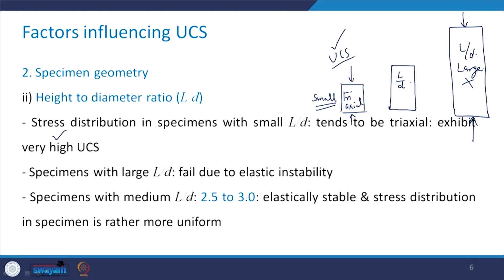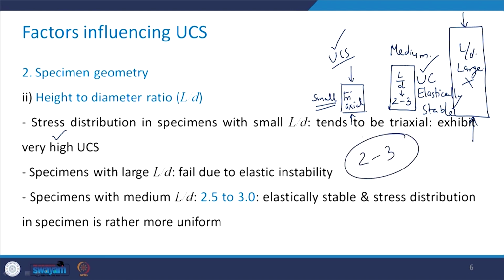where this L by D is 2 to 3. So, this is your medium. Here, in this case, if you can reduce the friction, then more or less you will have the uniaxial compressive state of stress, and there will not be any instability because of elasticity. So, this is elastically stable, as well as the stress distribution will be more or less uniform, and that will be uniaxial compression. So, that is the reason that the L by D ratio is taken to be 2 to 3. Please remember this, very important.